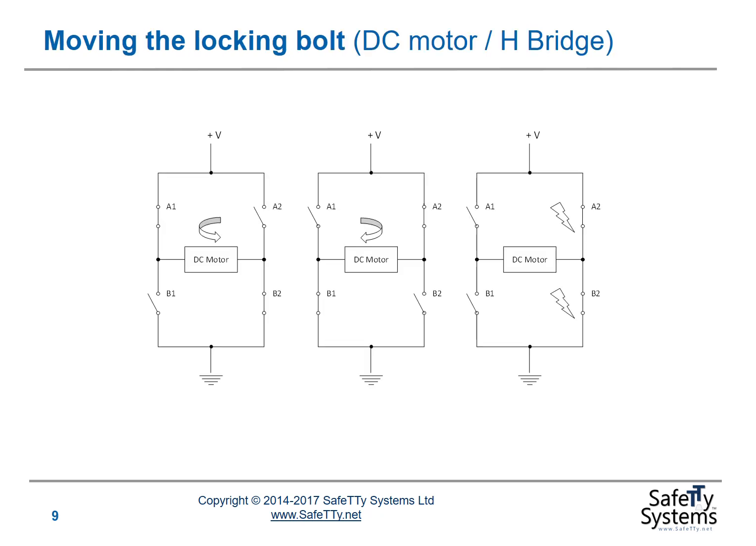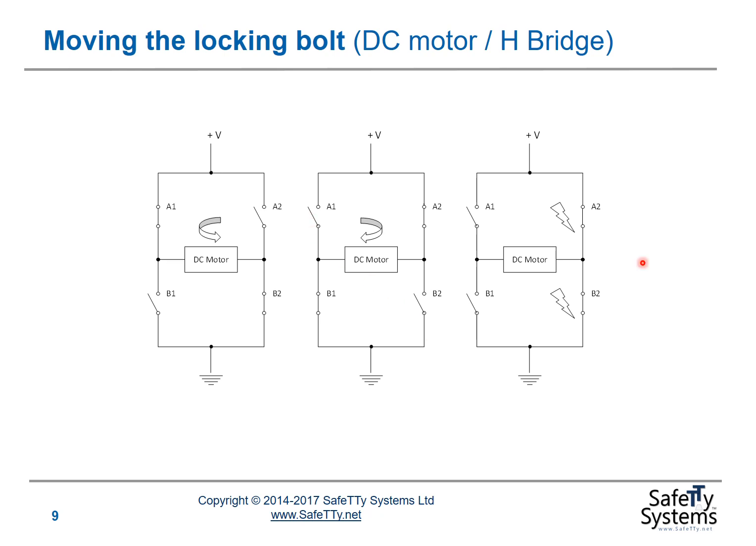To move the locking bolt, we have a DC motor. And to control the DC motor, we have an H-bridge arrangement. This will be familiar to most people watching this video, I assume. So the H-bridge consists of 4 switches, A1, A2, B1 and B2. If we close A1 and B2, the motor moves in one direction. If we close A2 and B1, the motor moves in the reverse direction.